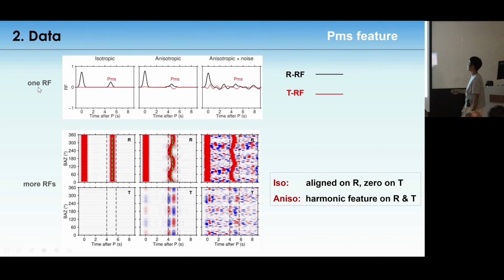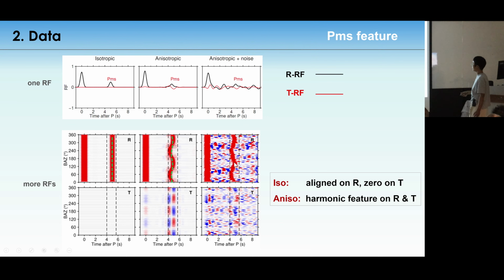So for single receiver functions, we can see that the random noise strongly affects the splitting feature of the PMS. So we can't directly do splitting analysis with one single observation. And not just that, it's hard to retrieve anisotropy from this single trace.